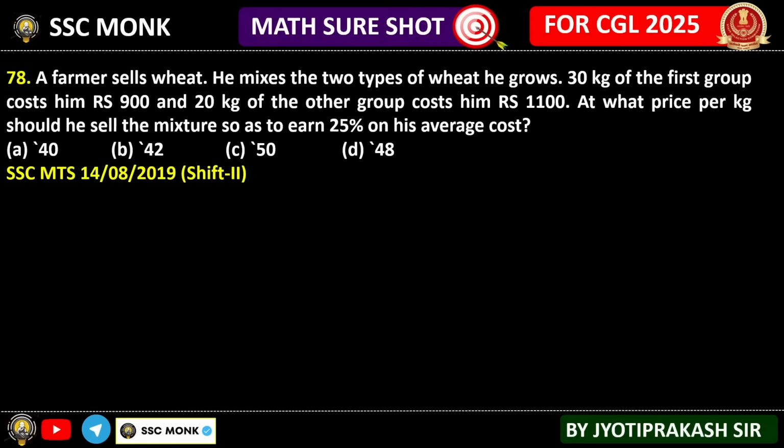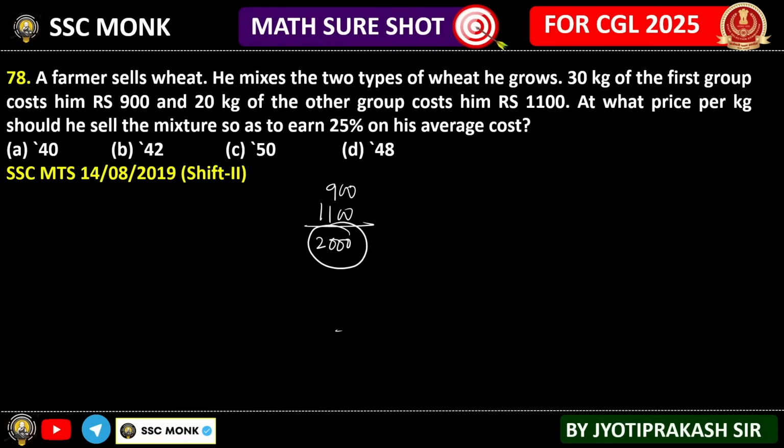Next, a farmer sells wheat. He mixes two types of wheat. He grows 30 kg of the first group that cost him 900 and 20 kg of the other group that cost him 1100. What price per kg should he sell the mixture at, so as to earn 25% on his average cost? For the first group, 30 kg cost him 900 rupees. 20 kg of the other group cost him 1100 rupees. So total cost him 2000 rupees.